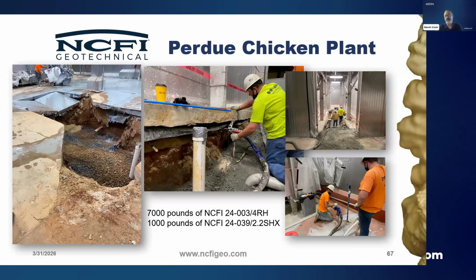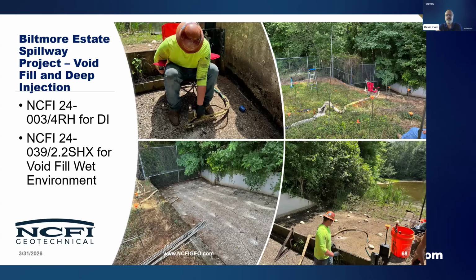Here's another big void fill. This one used our 24003, which is now called the NCFI 4RH. We used 7,000 pounds of that after a water line blew out underneath this chicken plant slab, and 1,000 pounds of the hydrophobic void fill, 24039, which used to be 2.2 SHX.